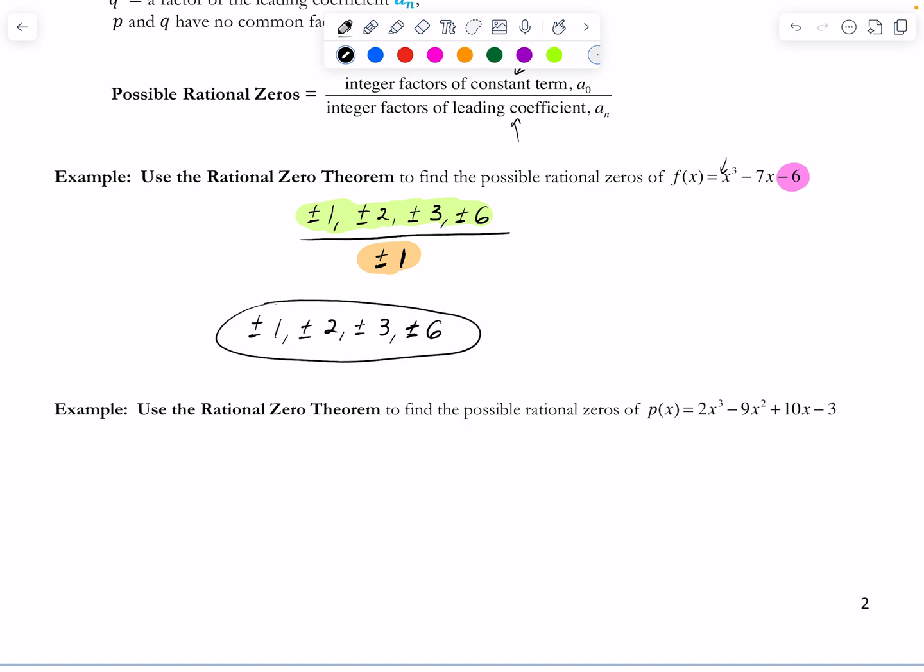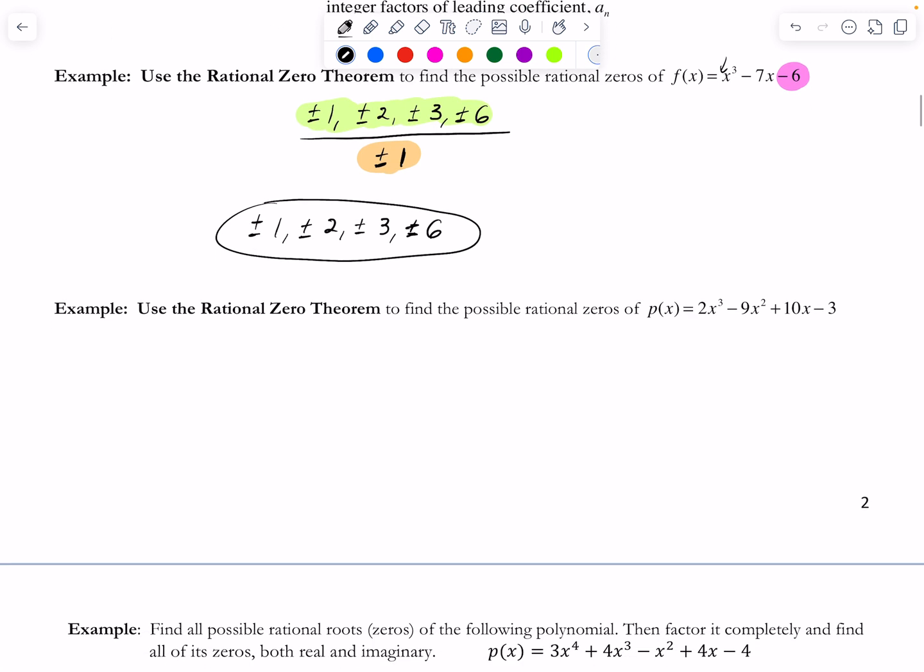So I'm not going to plug in like 7. I'm not going to plug in negative 4, right? It's giving you a roadmap of how to move forward. Do the same thing for the next one. Again, start with the constant. It's a 3 or negative 3, so that's pretty straightforward.